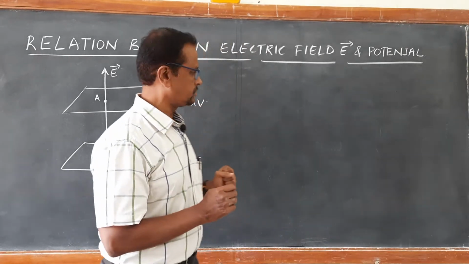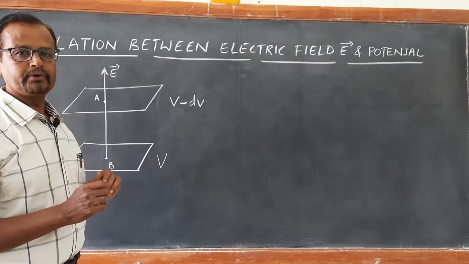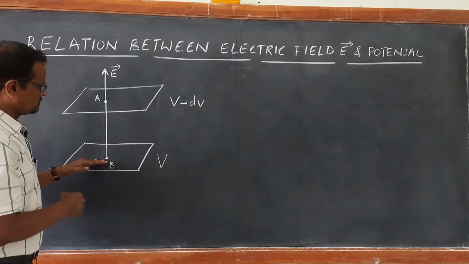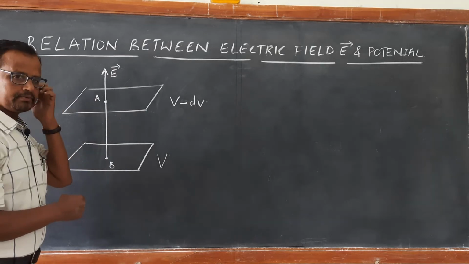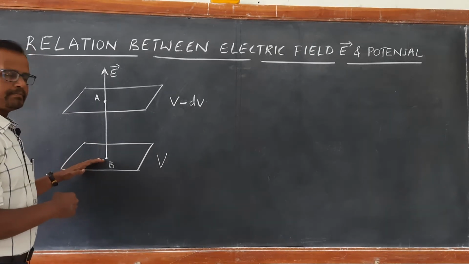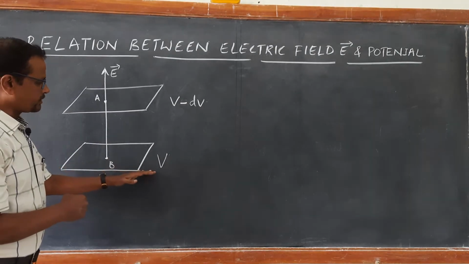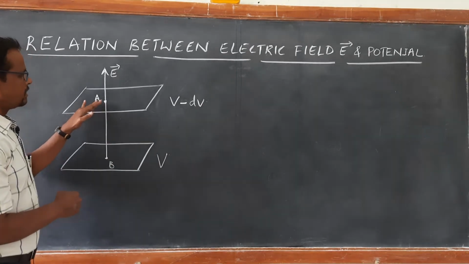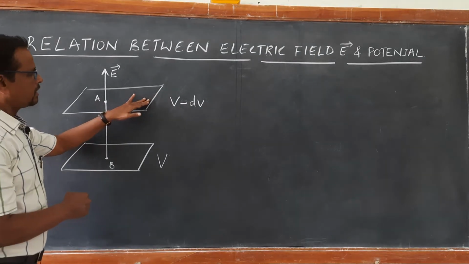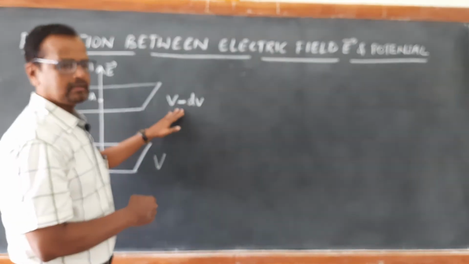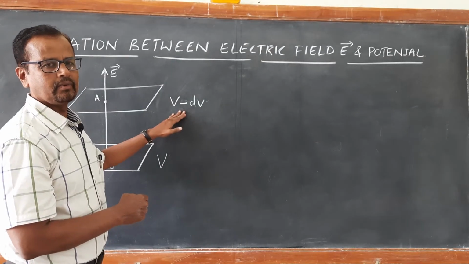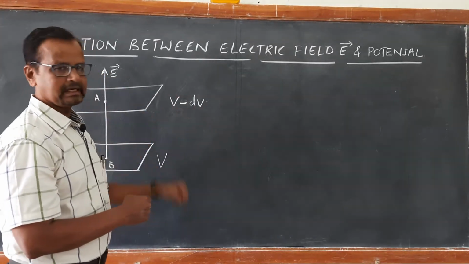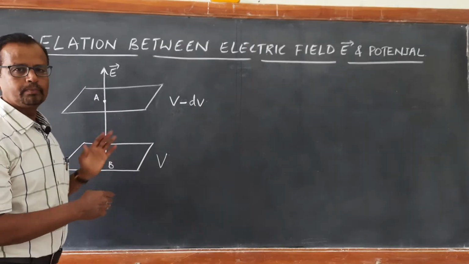Electric field and potential. Consider two equipotential surfaces. I have drawn two plane surfaces, one at the bottom, another one at the top. This is an equipotential surface having potential V. The other, another equipotential surface, has a little less value of potential, V minus dV. Slightly less, closely lying two potential surfaces.